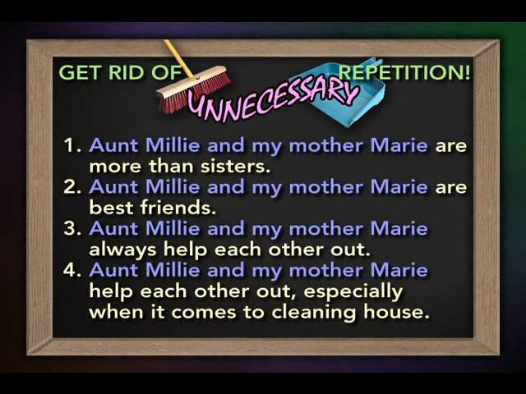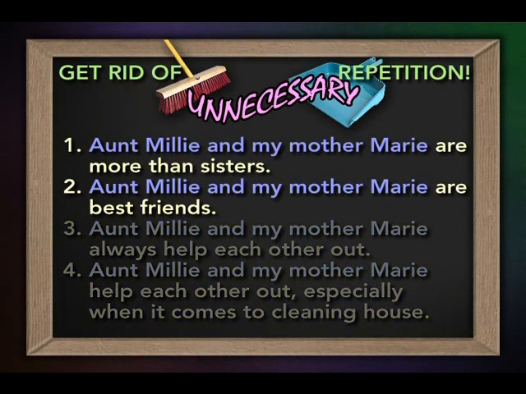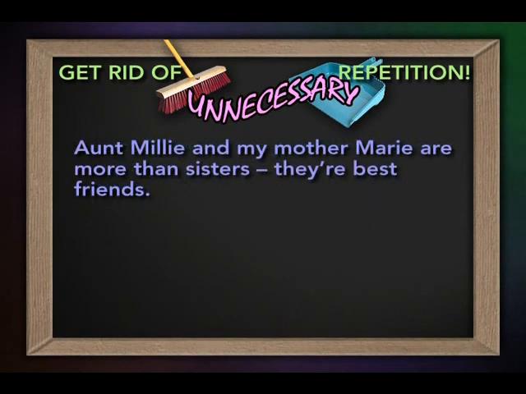I first thought perhaps I was going to put 1, 2, and 3 together, but then I decided that 1 and 2 made the most sense. So my first sentence goes like this. Aunt Millie and my mother Marie are more than sisters. They're best friends. Those two made sense because now I've got an example. They're more than sisters. The example is they're best friends.